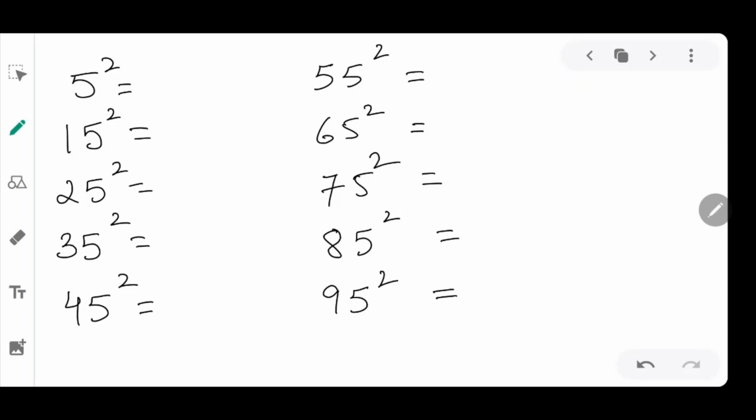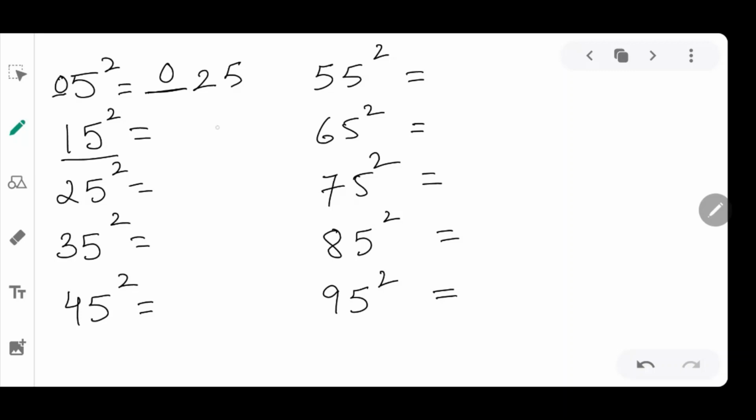Now we will see one special case. When the digits are ending with 5, like 5 square, 15 square, 25 square, 35 square, like this. So what will happen to the squares of such numbers? Whenever you have 5 at the end, always put 25 at the last. Then the front digits will be calculated by the digit before the 5. Now the digit before 5 is 0, and 0 multiplied by 1 will give you 0. So answer is 25.